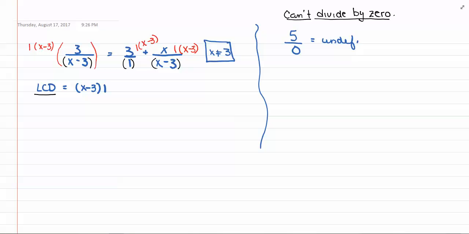What ends up happening is the denominator then will cancel with something in the numerator. Multiply, then what you have left over, so 1 times 3, 3 times x minus 3, plus 1 times x. And now solve for x.